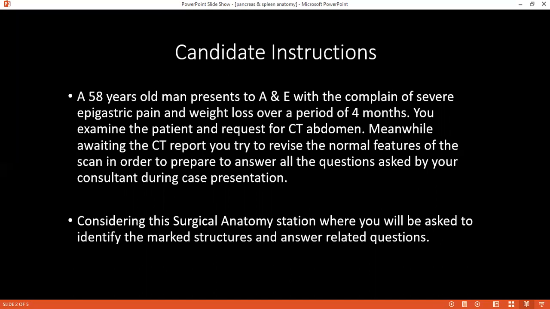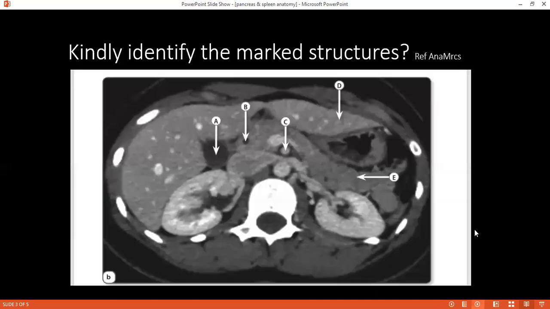Right. So if you have read and understood, considering its surgical administration, kindly identify what you are looking at. This is the CT scan of the abdomen. Showing which organs? Can you identify, A to E? A is the gallbladder.